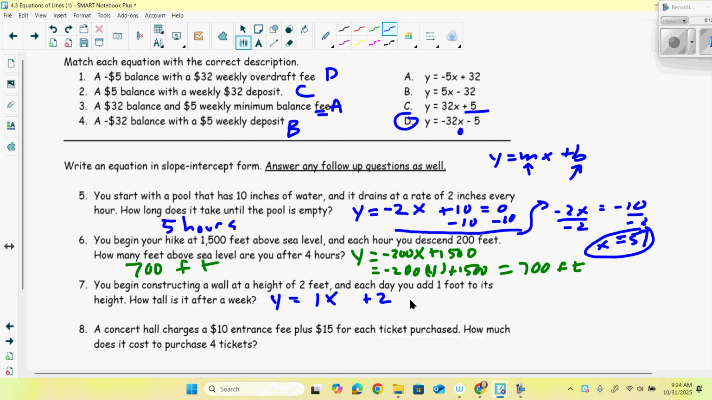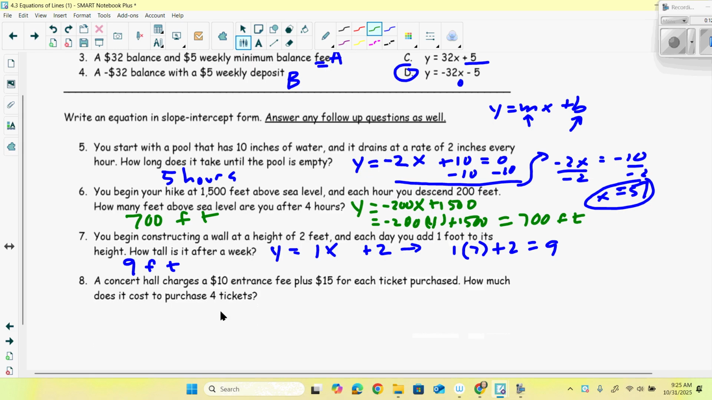Well, a week is 7 days. So that tells me 1 times the number of days plus 2. 7 times 1 is 7, plus 2 is 9. After a week, you should have a 9-foot tall wall.